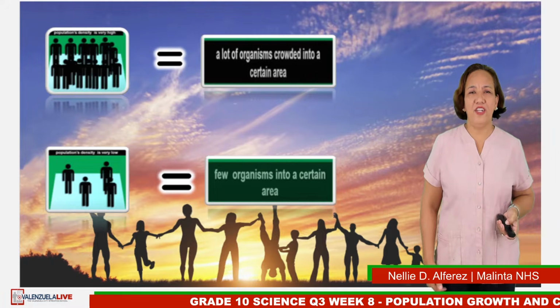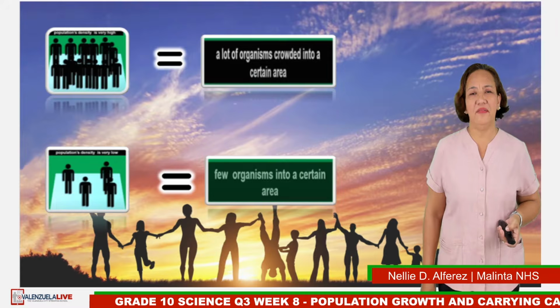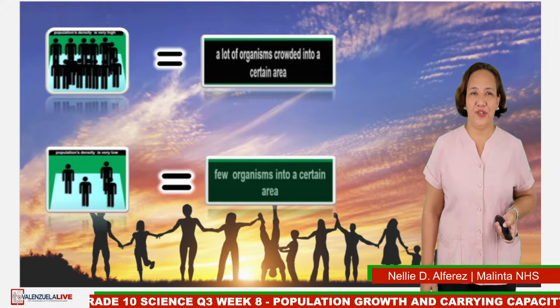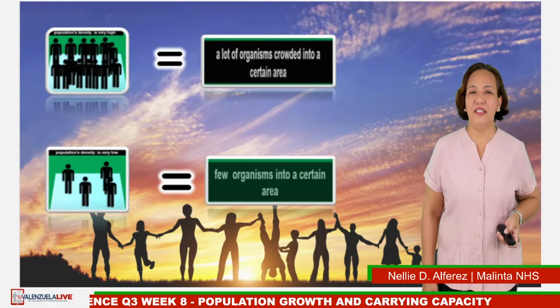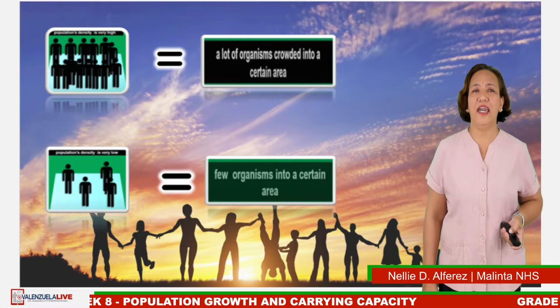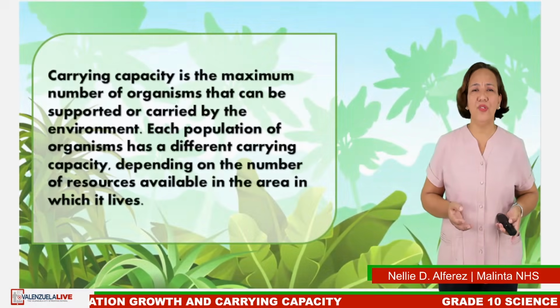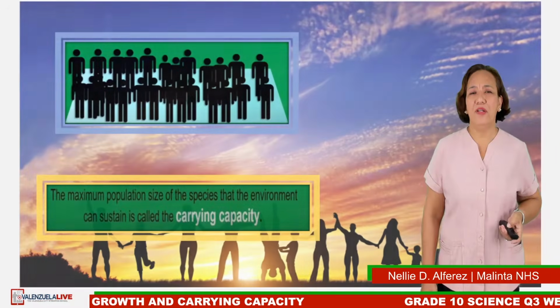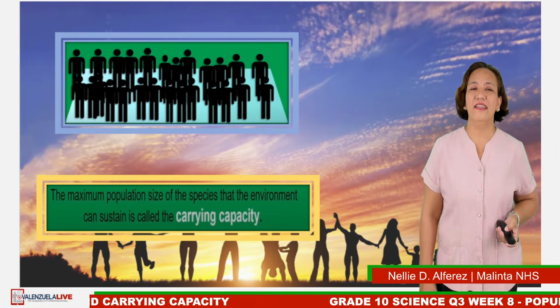Population growth is related to population density, which refers to the number of organisms per unit area. When the population density is very high, a lot of organisms are crowded into a certain area. But when the population density is very low, few organisms are in a certain area. As the population grows in an area, the population may experience the effect of increased density.